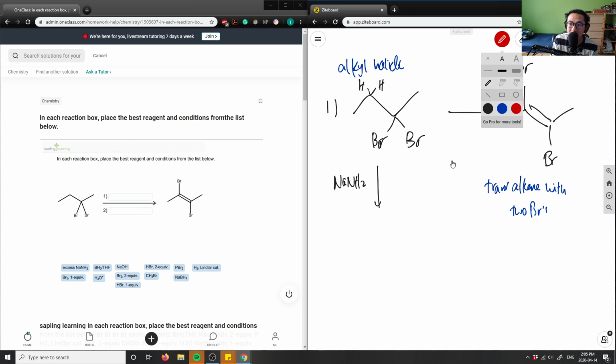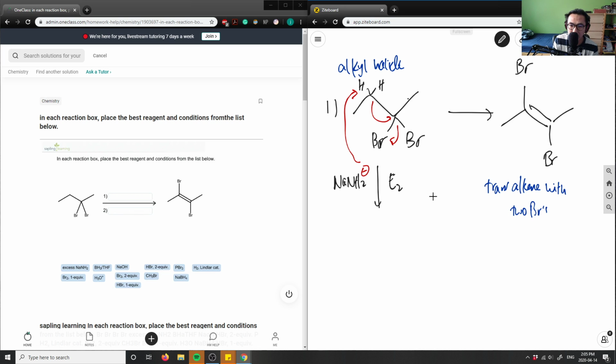This is an E2 elimination, which means it's a bimolecular elimination, and this happens all in one step. So basically the negative anion from NH2 is going to go and attack this hydrogen here. This hydrogen is going to go this way, and it's going to kick bromine out, because bromine is going to leave. And then I am going to form a double bond here.